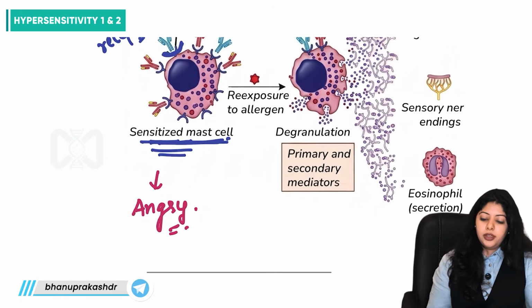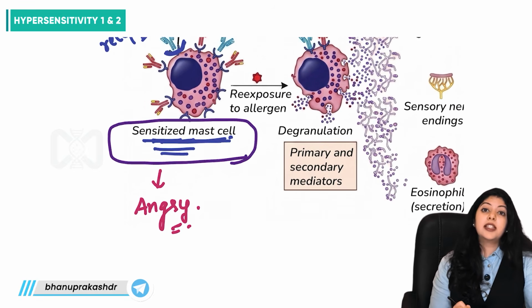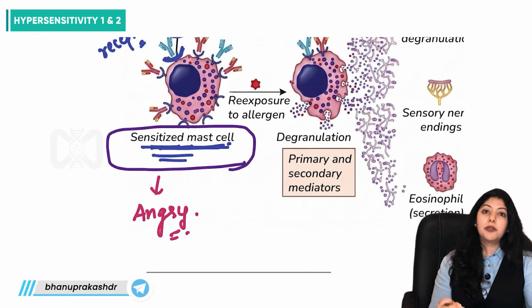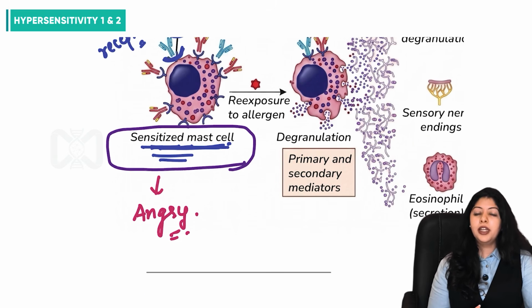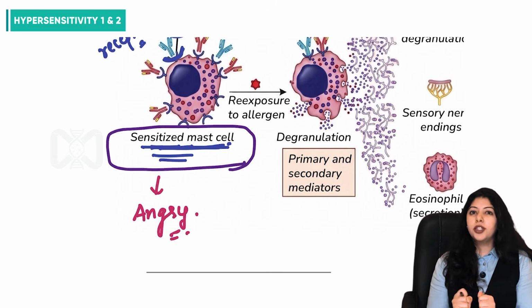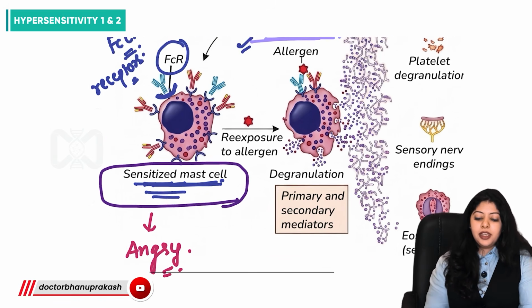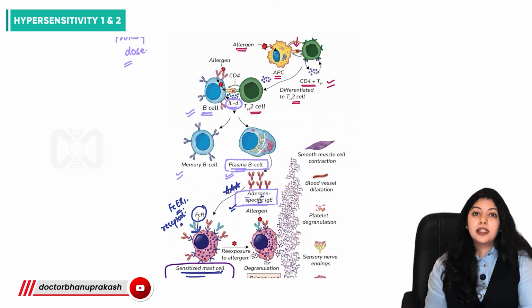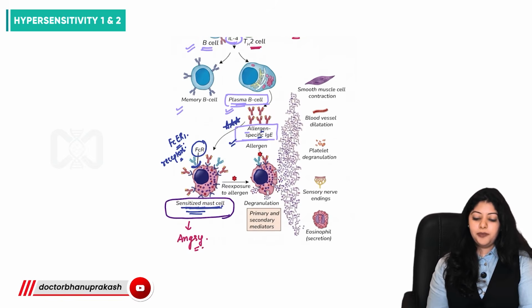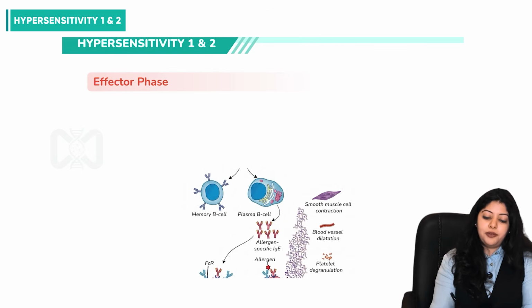So now this mast cell is very angry, and it has become a sensitized mast cell because it has been sensitized to the priming dose of the allergen, right? It is very angry now. It is full of anger at this particular point. This is what is happening in the first phase, which is the sensitization phase, right? So now let us see what happens in the effector phase, the second phase.